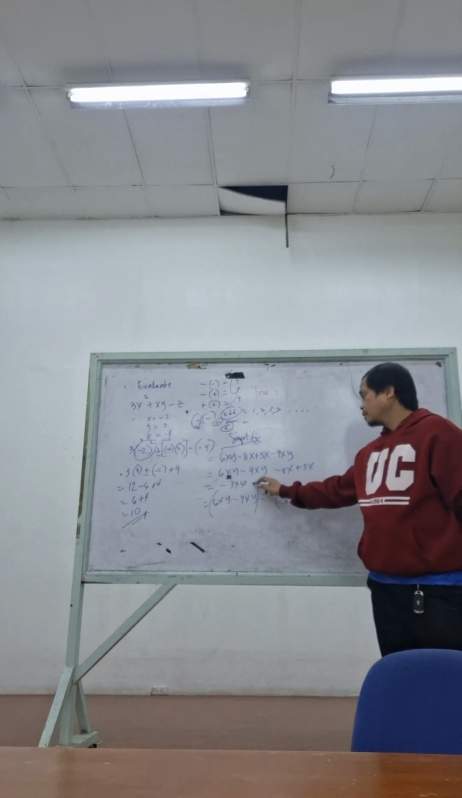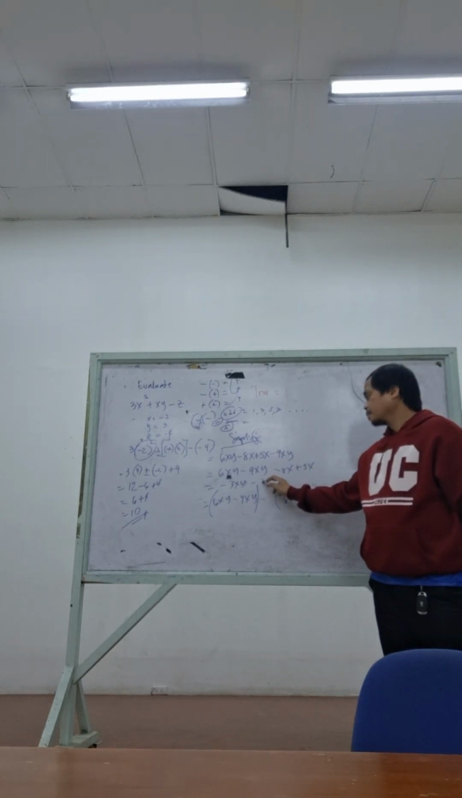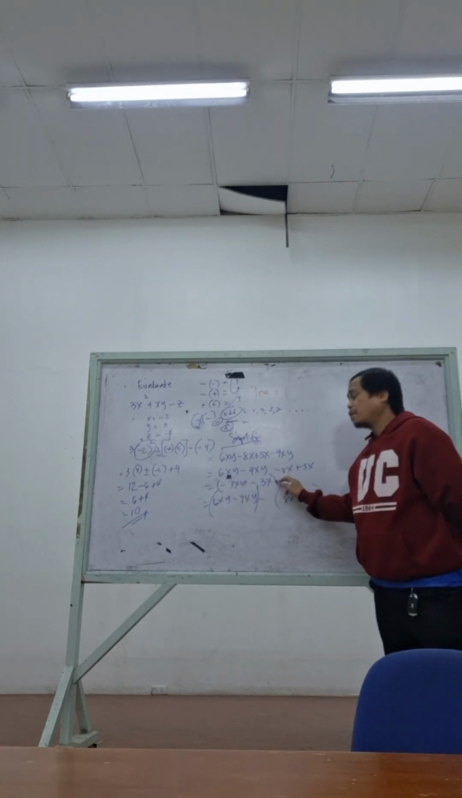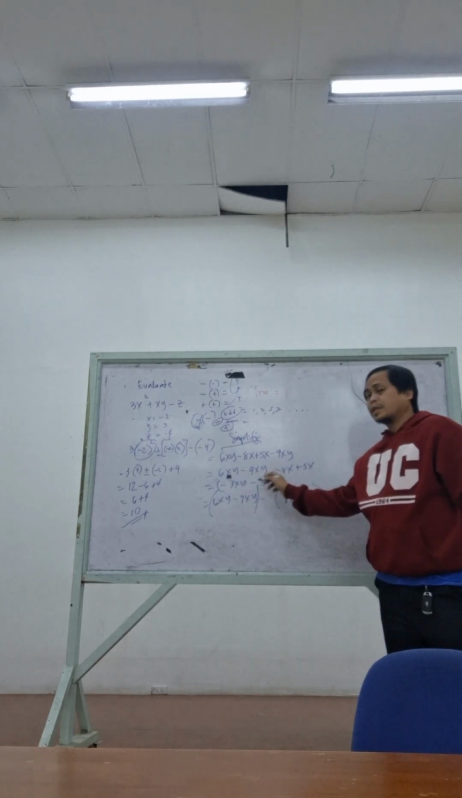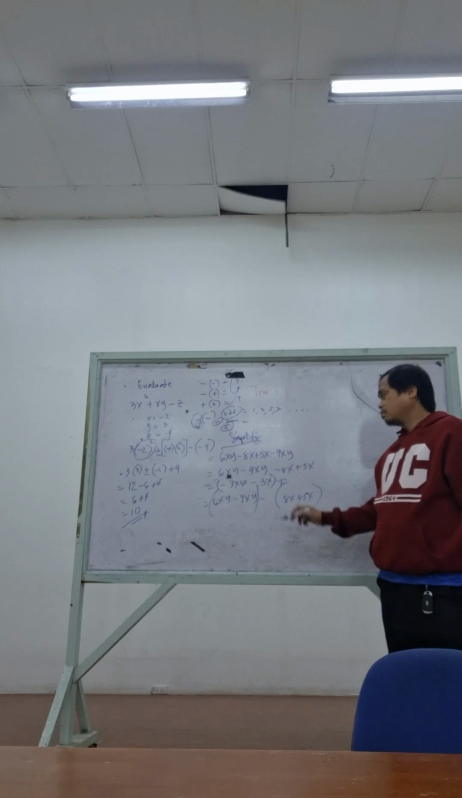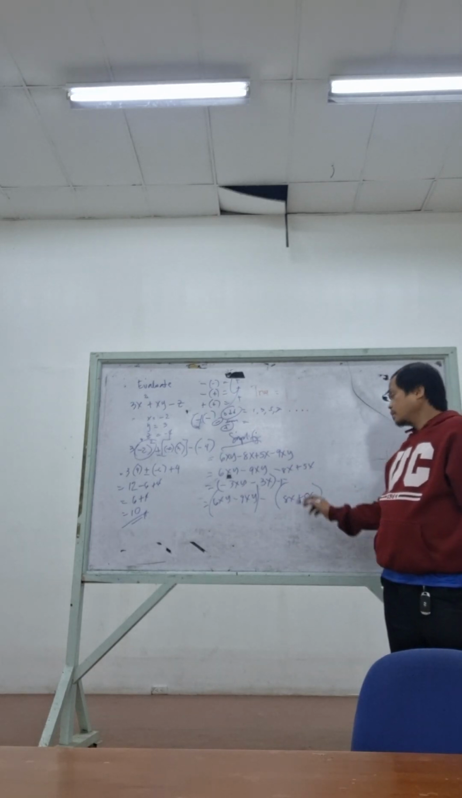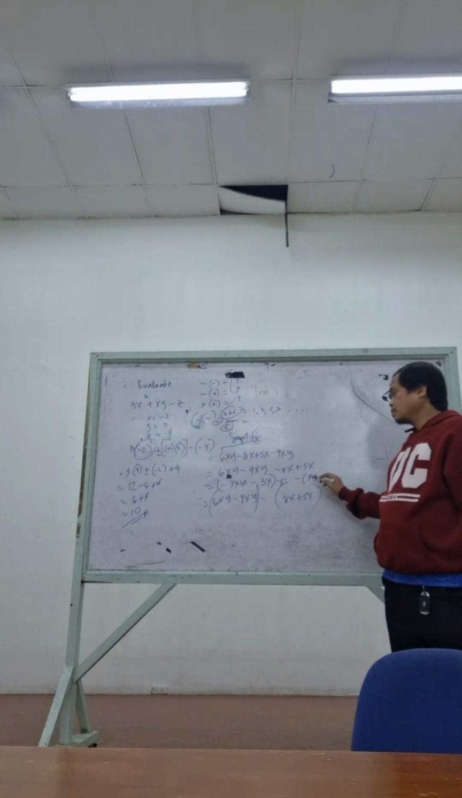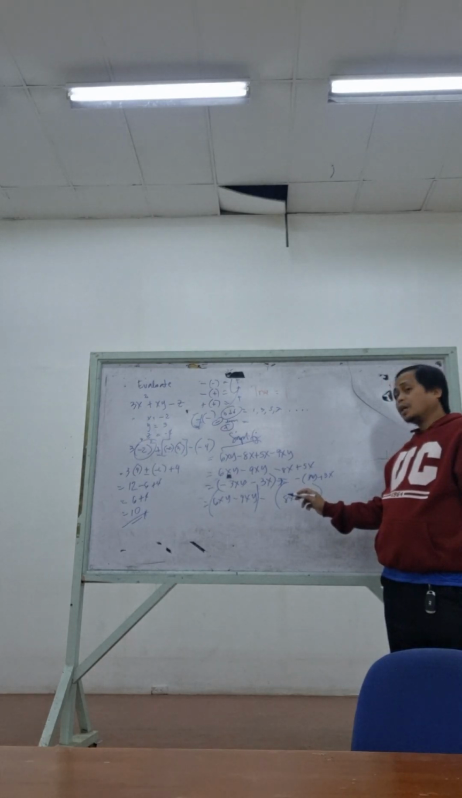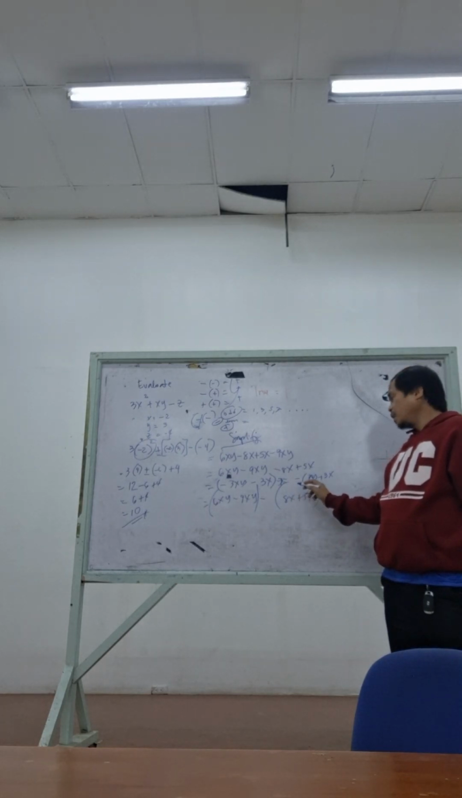What is the answer? Negative 3x. Actually, this can still be simplified further, but anyway, this is still accepted. If you multiply this by negative 1, the answer here will be negative 3xy plus 3x. So we can actually have here negative 3, right? Yes, negative 3.